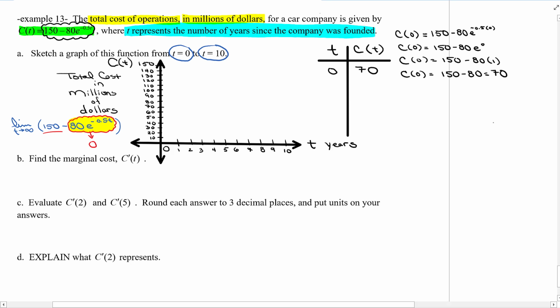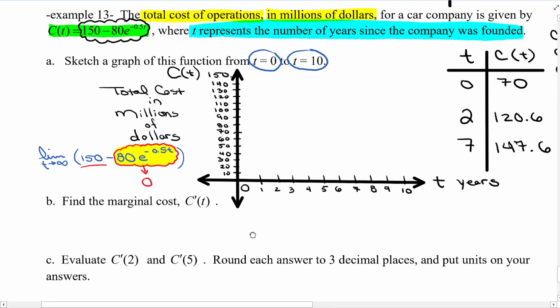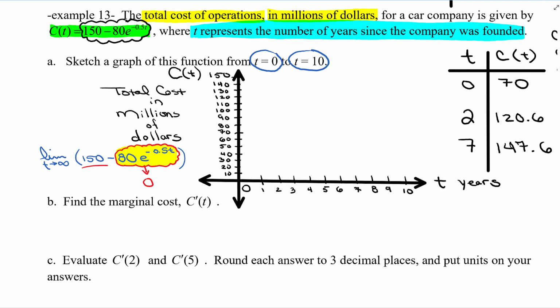Okay, I'm going to choose a few more values for t to come up with some ordered pairs to help me sketch the graph of this function. We're going to choose t equal to 2, and t equal to 7. C of 2 is approximately equal to 120.57. I did that on my calculator, so you can plug that into your calculator. I'm going to round that to 120.6 in the table to make it easier to plot. C of 7 is approximately 147.58, and I'm going to round that to 147.6.